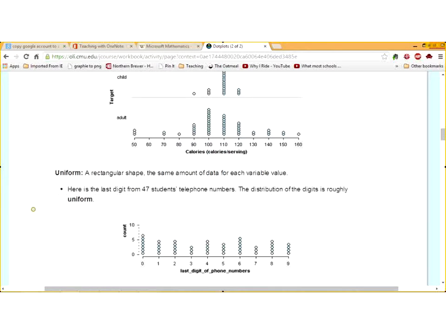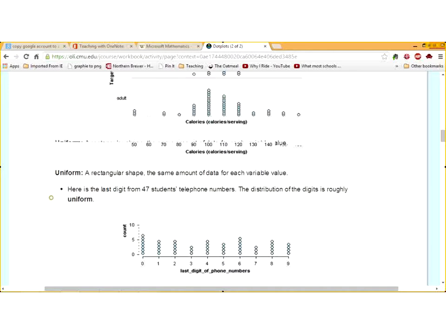Uniform would be something that's more or less flat across. There's not a tail in either direction. So here's an example. Here's the last digit from 47 students' telephone numbers. The distribution is fairly uniform. There's some that are lower and some that are higher, but overall there's no discernible pattern. We expect uniform basically means all of the values occur roughly the same amount of time.